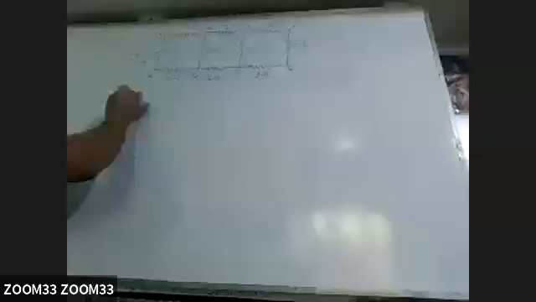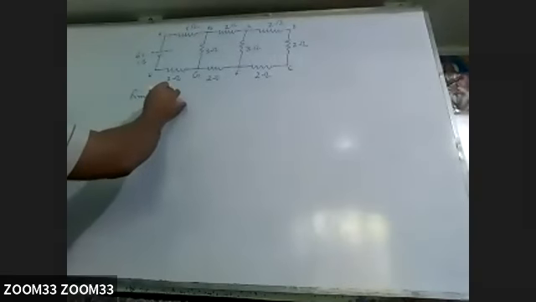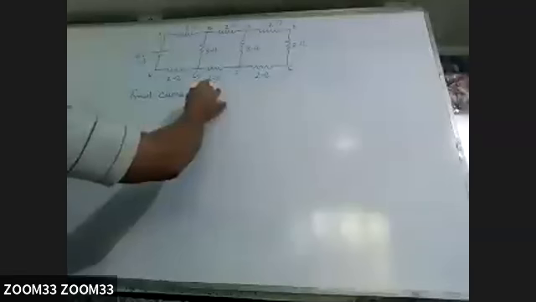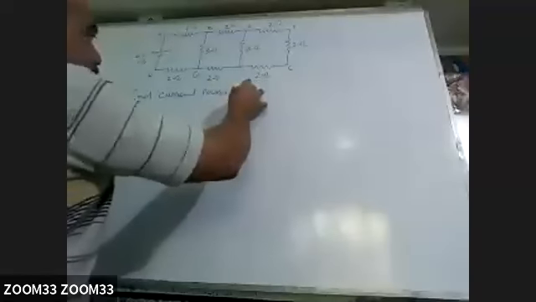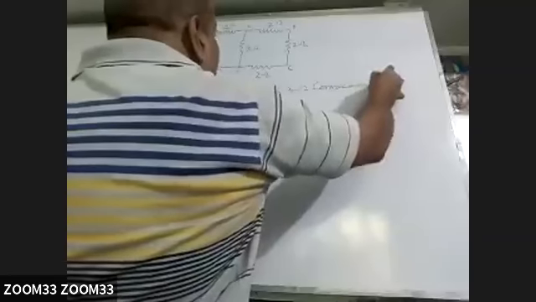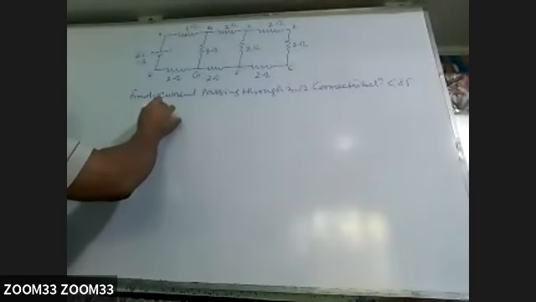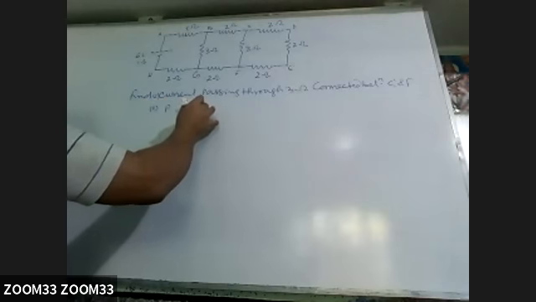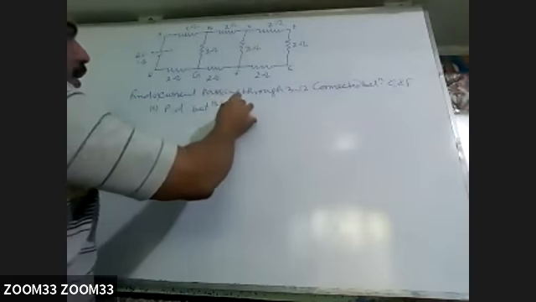Now suppose you are asked to find the current passing through the 3 ohm resistor connected between C and F, and the potential difference between D and E. Suppose this is the case. So how will you solve this problem?